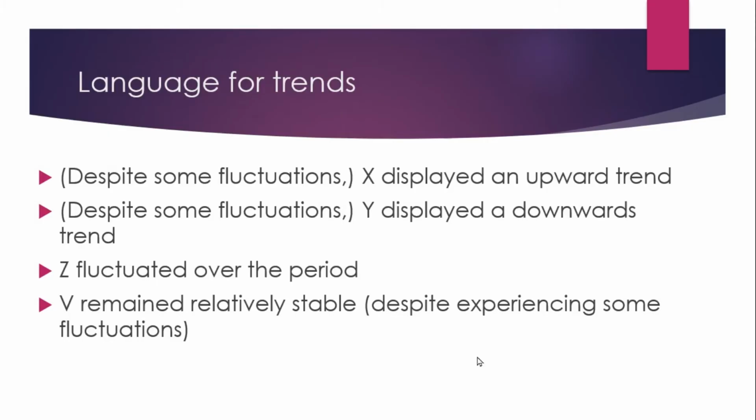So let's have a look at an example in a second. Just before we do that, a couple of bits of language for trends, which I hadn't really mentioned in the previous video. We can say X displayed an upward trend, or before that, you could say, despite some fluctuations, X displayed an upward trend.